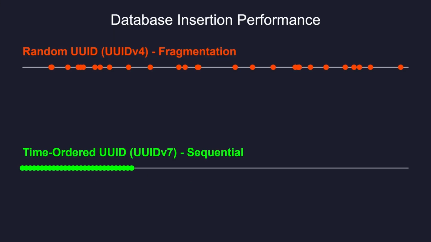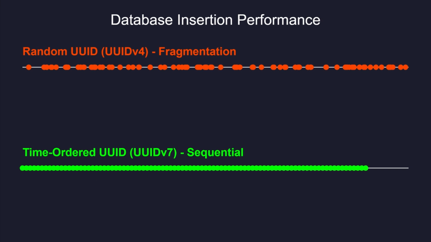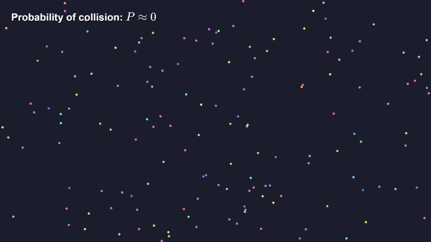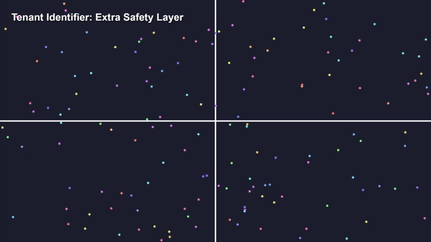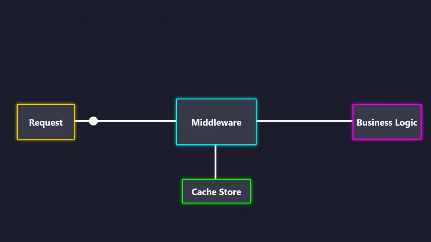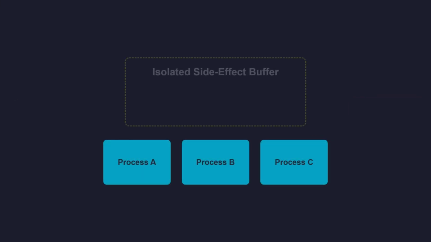Prefer time-ordered universally unique identifiers for your keys to maintain high database insertion performance while providing enough randomness to prevent collisions. While collisions are rare with 128-bit identifiers, appending a tenant identifier to the key scope provides an extra layer of safety. Implementing idempotency as a middleware component allows you to decouple your core business logic from the mechanics of request deduplication and response caching.